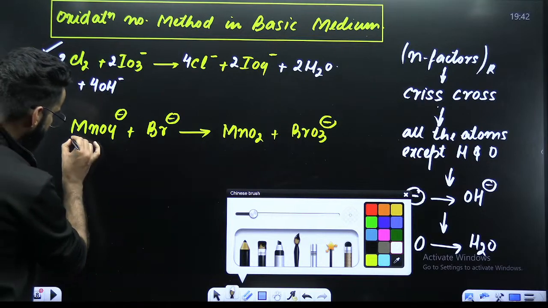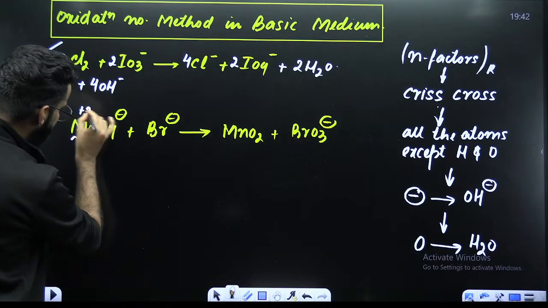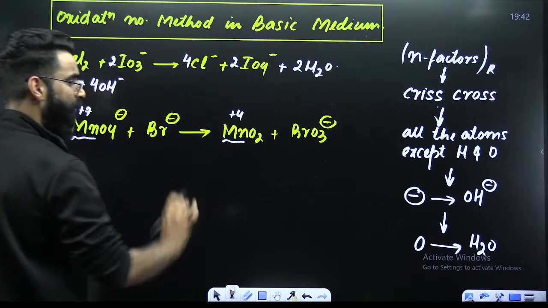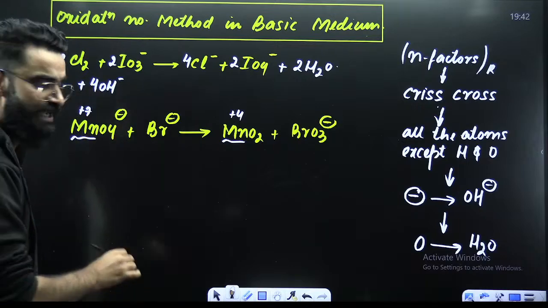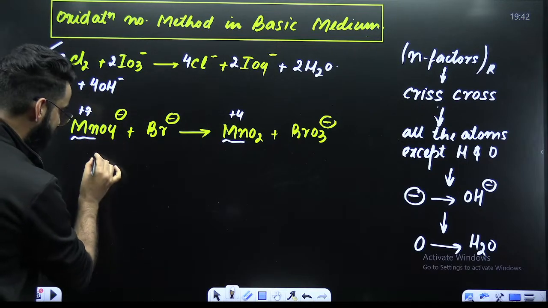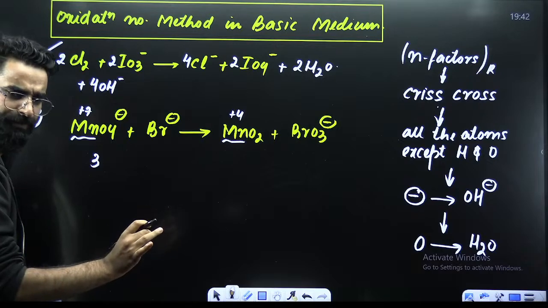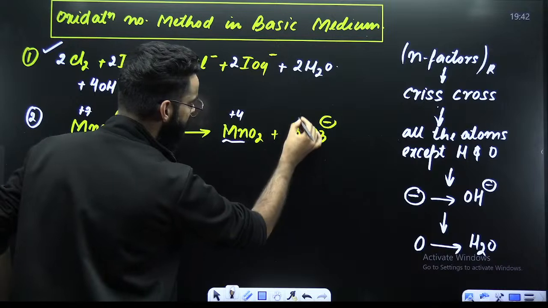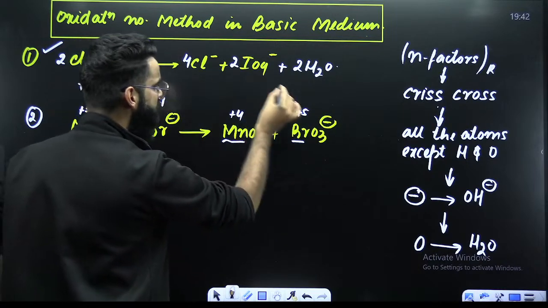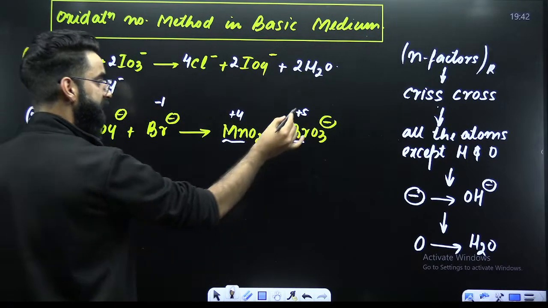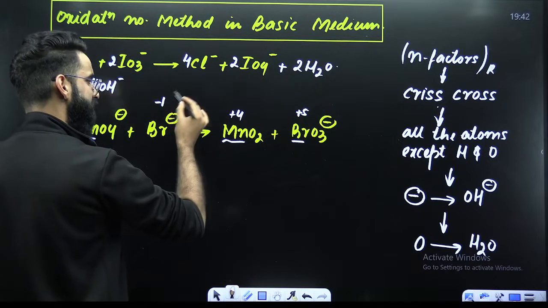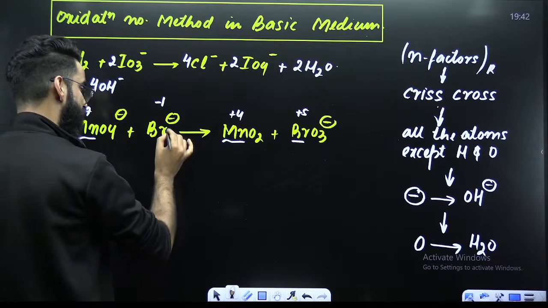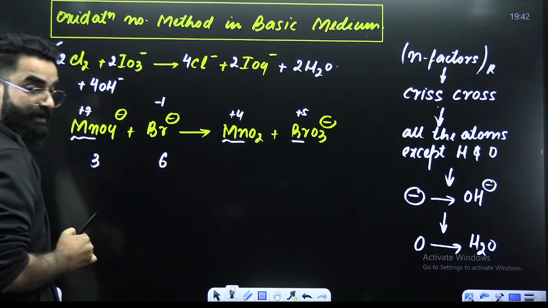See guys, the oxidation state of manganese here is +7, and the oxidation state of manganese here is +4. So +7 to +4, the change is 3. 3 is the change for 1 atom of manganese. I've got only 1 atom, so its n factor is 3. Simple, right? Similarly, bromine goes from -1 to +5. What is the change in the oxidation state? Final minus initial. So 5 minus -1 comes out to be 6. 6 is the change for 1 atom, and I've got only 1 atom. So its n factor is 6.